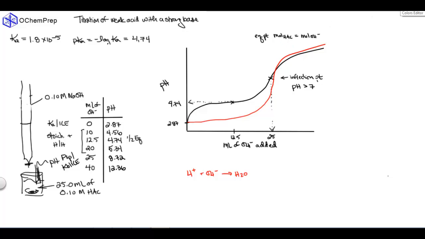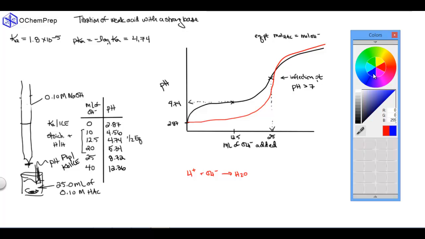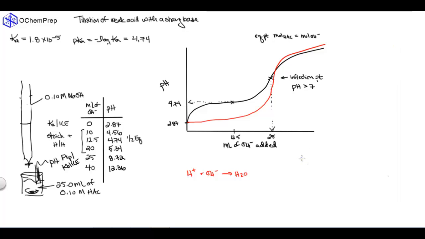Now, if you have a weaker acid than acetic acid, let's make this one blue. Blue is a weaker acid, so you're going to start up higher, and your equivalence point region will be a smaller step. Sometimes it's actually hard to see. So this right here would be a weaker acid, but it still has the same equivalence point. Okay, so those are the landmarks.